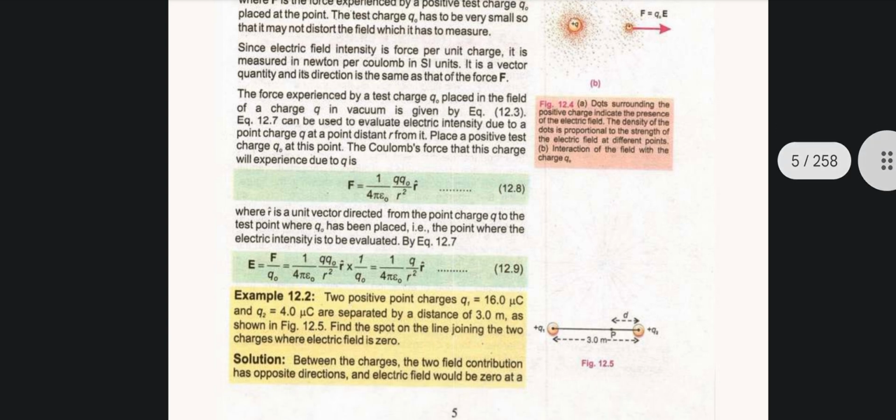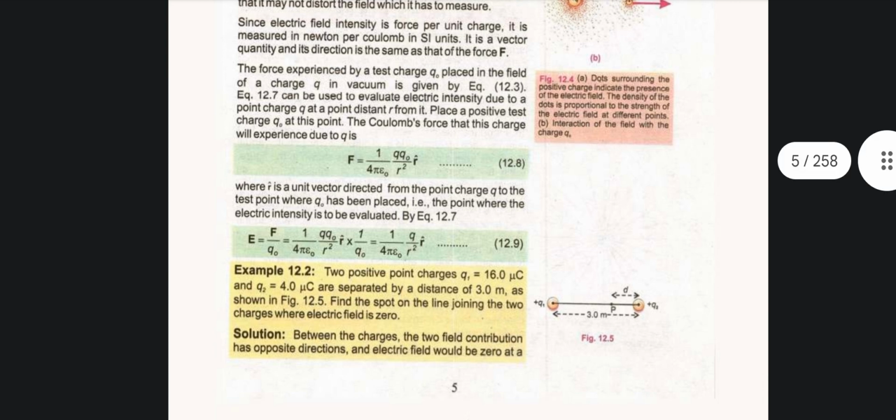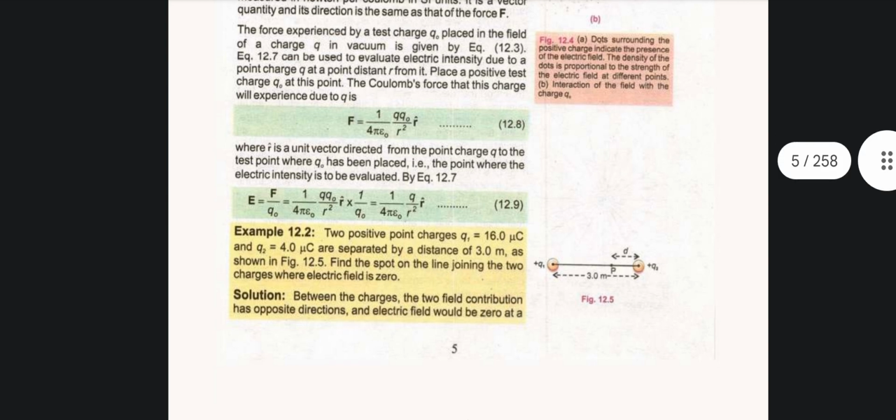The force experienced by a test charge q0 placed in the field of a charge Q in the vacuum is given by equation 12.3, and equation 12.7 can be used to evaluate electric field intensity due to a point charge Q at a point distant r from it. Place a positive test charge q0 at this point, and the Coulomb's force that this charge will experience due to Q is F equals 1 upon 4 pi epsilon naught into Q q0 upon r square r-hat, where r-hat is the unit vector from the point charge Q to the test point where q0 has been placed.